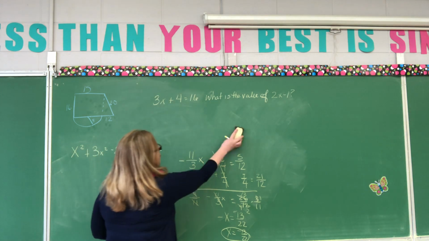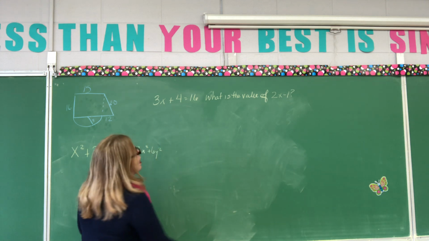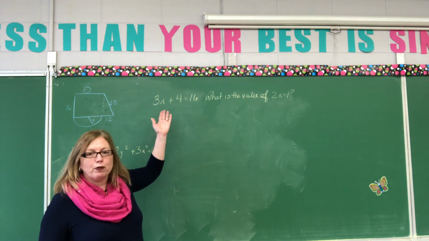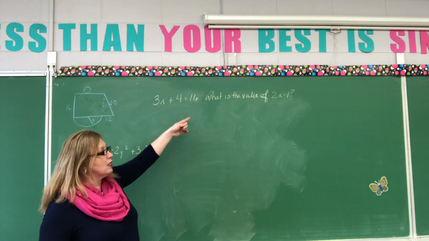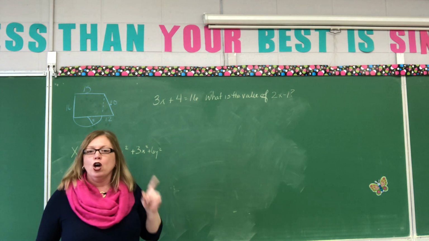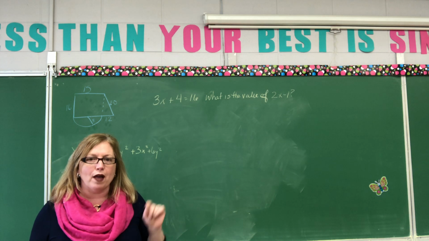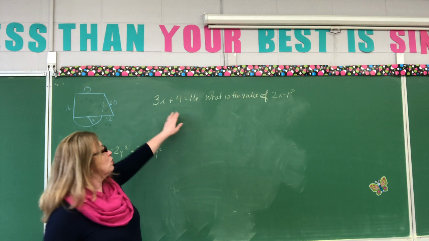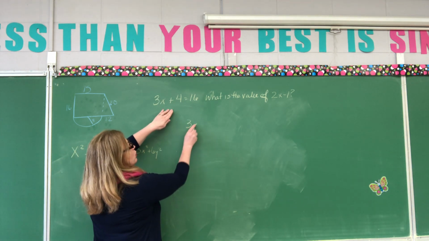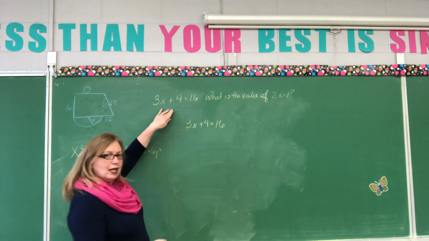Let's look at another problem that a few of you were having. A couple of you texted me about this. What if we have 3x plus 4 equals 16? Then what's the value of 2x minus 1? Only one of those equations can I solve for a number, the one that is equal to something. So this first one: 3x plus 4 equals 16.